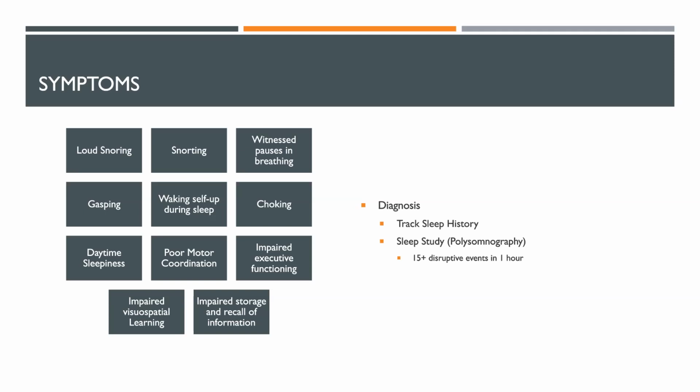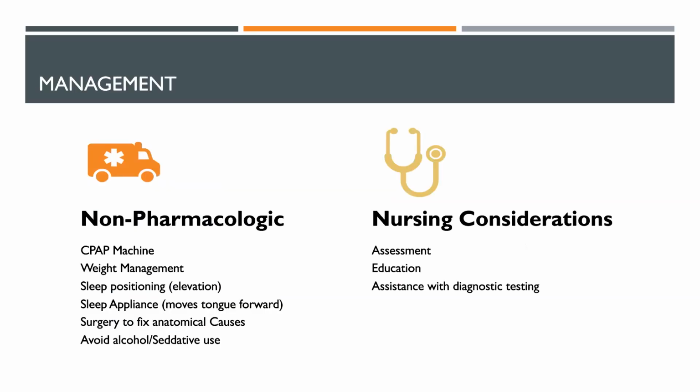It is first diagnosed by tracking our sleep history and then providing them with a sleep study, also called a polysomnography. In the sleep study, we measure their sleep and see if they have 15 or more disruptive events in 1 hour for a proper diagnosis.